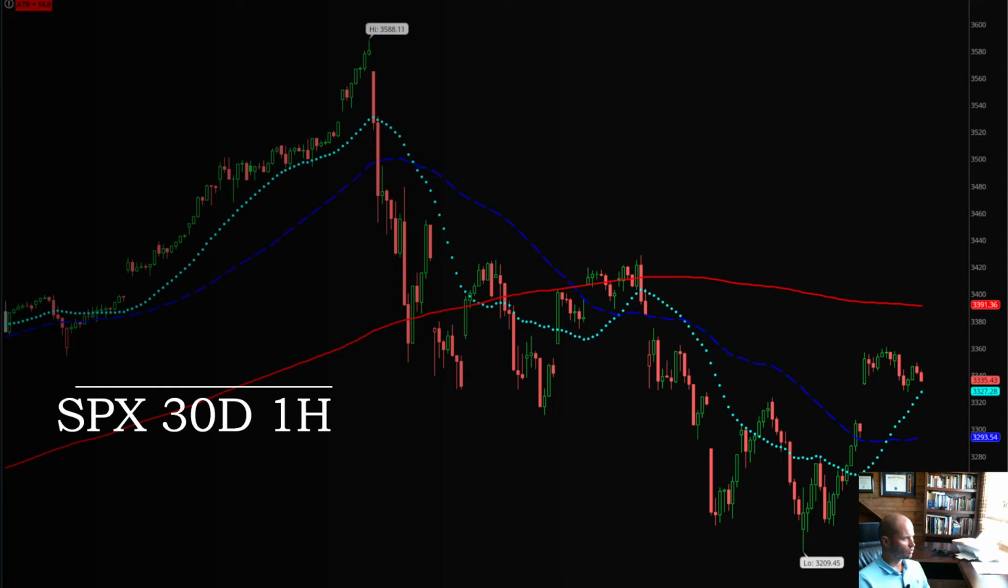So right here on this slide we have a 30-day 1-hour chart of the S&P 500. The light blue dotted line, which I'm tracing out with my little laser pointer right there, is your 20 simple moving average. The dark blue dashed line right here is going to be your 50 simple moving average, and the solid red line is going to be your 200 simple moving average.